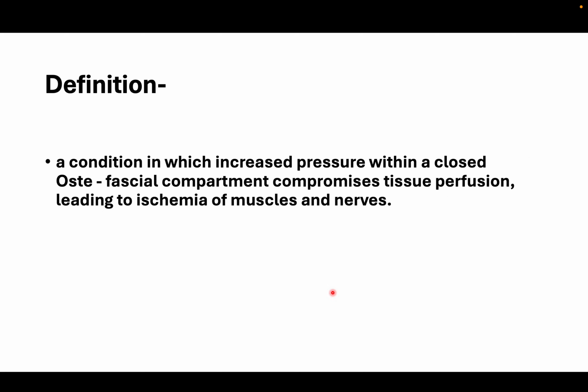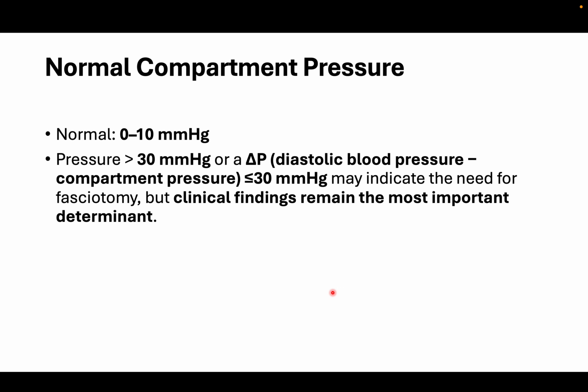By definition, it is a condition in which increased pressure within a closed osteofascial compartment compromises the tissue perfusion, leading to ischemia of muscle and nerves. The normal compartment pressure is around 0 to 10 mmHg. If the pressure is more than 30 mmHg, or a delta pressure, diastolic blood pressure minus compartment pressure, is less than 30, which may indicate the need for fasciotomy. But the clinical finding remains the most important determinant for the fasciotomy.